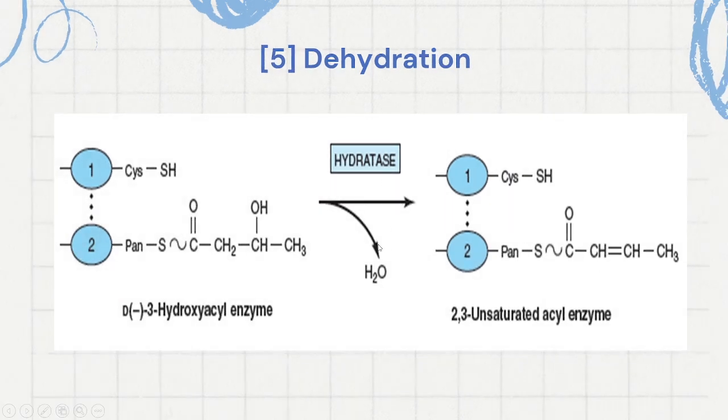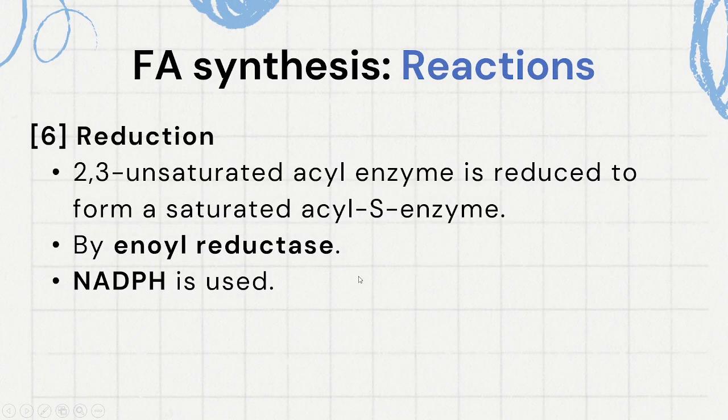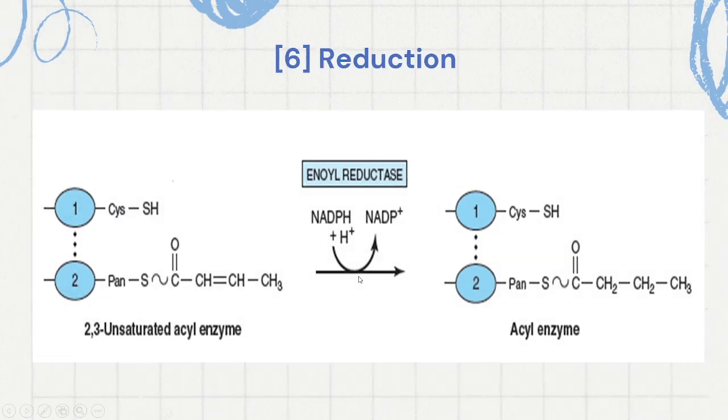The fifth reaction is the dehydration reaction. By dehydratase, a molecule of water is removed, creating a double bond, and the product here is a 2,3-unsaturated acyl enzyme. The sixth reaction is another reduction, wherein NADPH is also used as a reductant. It is enoyl reductase, and the acyl enzyme is now formed. The double bond is now saturated. We have an acyl residue that is 4 carbon atoms in length attached to our enzyme.